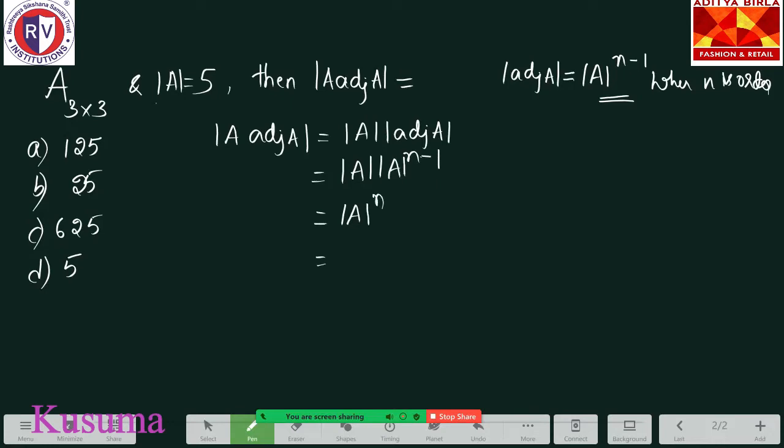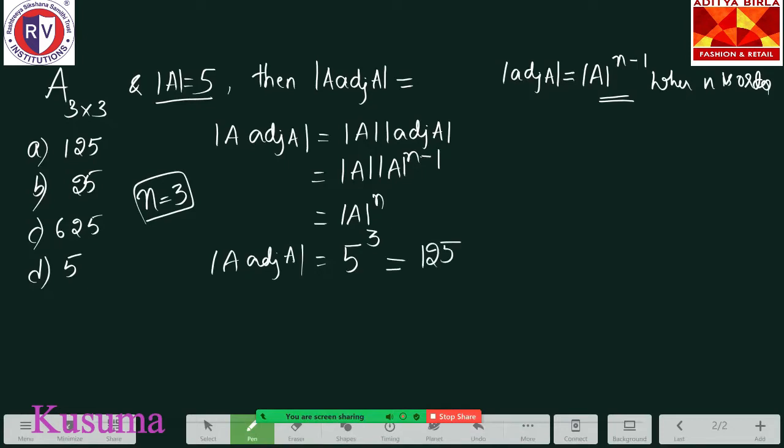So now we have got the value of determinant of A here as 5, and n, as I told you, should be the order of the matrix. So what is the order of the matrix here? 3. So n is equal to 3 here. So here we will get 5 cube as the determinant value of A into adjoint of A, and 5 cube is 125. So this will be the right answer, which is your option A.